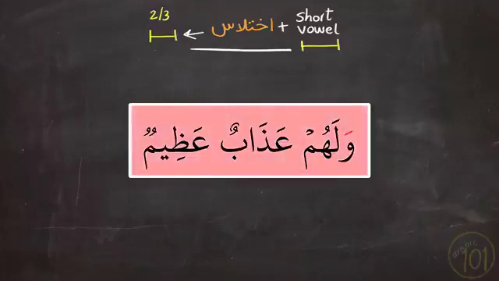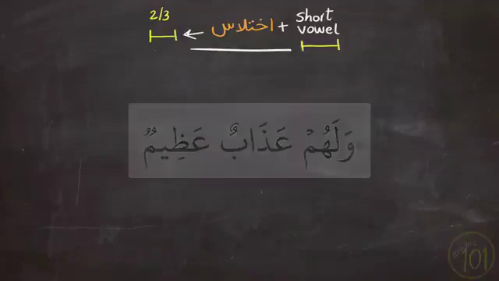وَلَهُمْ عَذَابٌ عَظِيمٌ. But if you pronounce the short vowel properly, it would sound like this. وَلَهُمْ عَذَابٌ عَظِيمٌ. Let's have a look at another example.